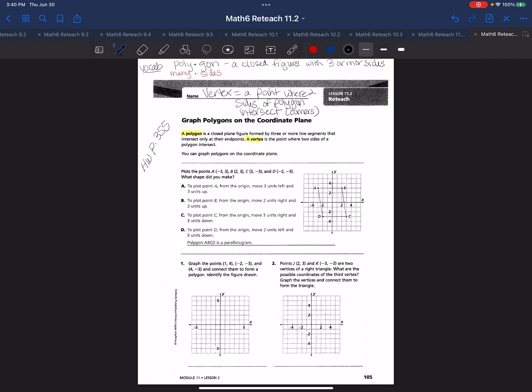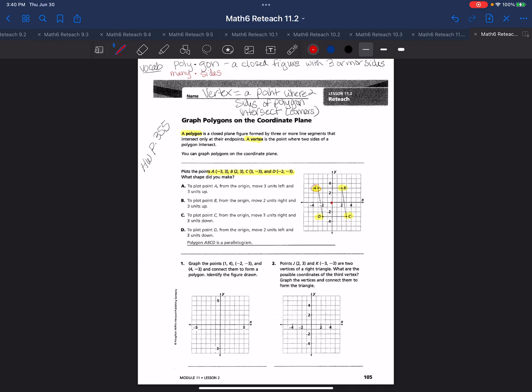So we're going to plot the points A, B, C, and D, and then what shape did it make? So they give you the coordinates that we need to plot, and it's done for you. So let's go ahead and look at that. To plot point A, I need to start here at the origin. I move 3 units to the left because that's a -3, and up 3 units because it's a +3, and I get A.